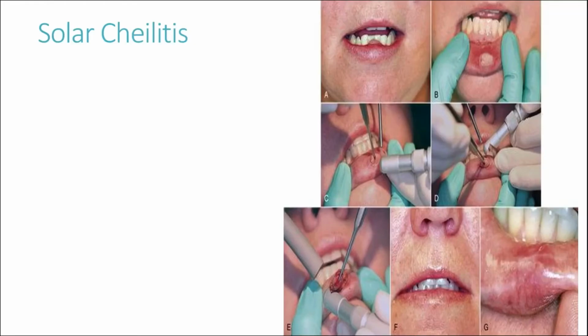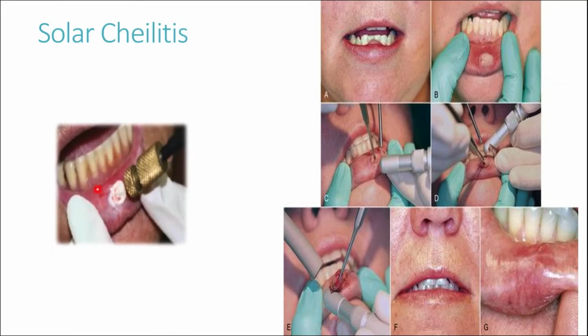Now, solar cheilitis is a pre-malignant lesion involving the vermilion border, always the vermilion border of the lips, and usually in the lower lip. If left without treatment, it will turn into squamous cell carcinoma. CO2 laser can be used to focus the spot on this lesion, solar cheilitis, on the vermilion and treat it.